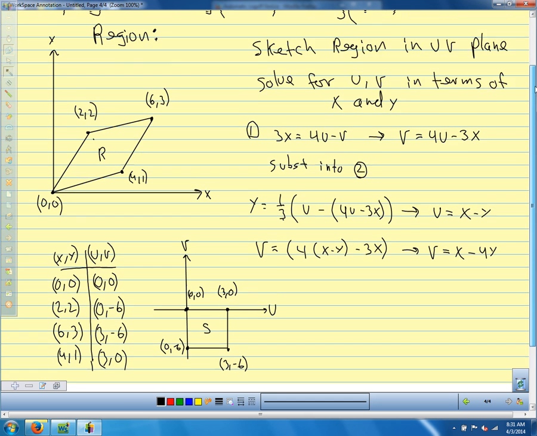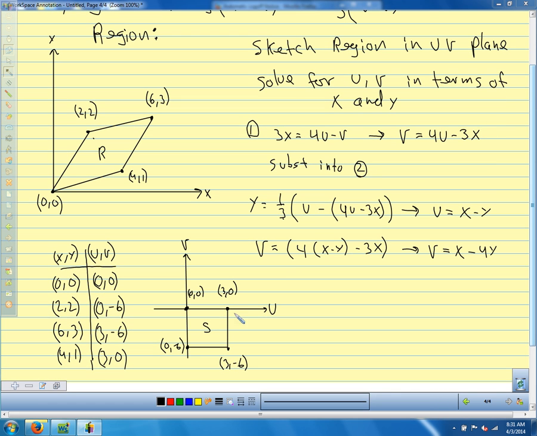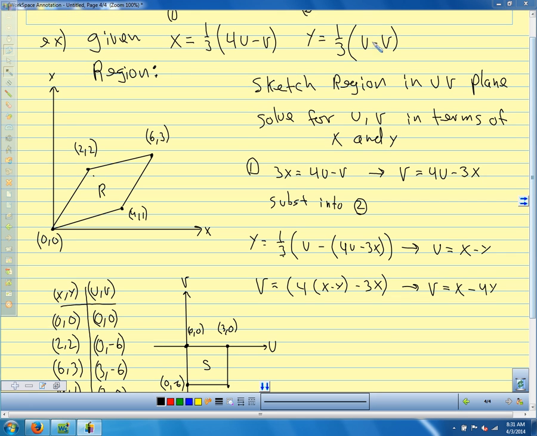Now let me give you some motivation as to why, before we go on. Questions on what we did here to find our region in the UV plane? We solved for U and V in terms of X and Y, and I just substituted in points for my vertex. Let me give you some motivation as to why this was the transformation for this particular region. If I find the equation of this boundary line, the line is y equals x, or I could write that as x minus y equals 0.